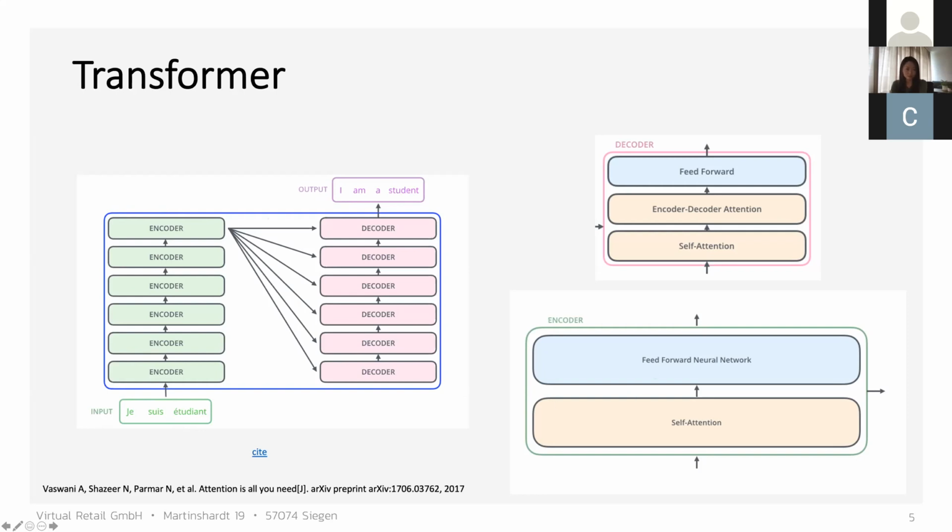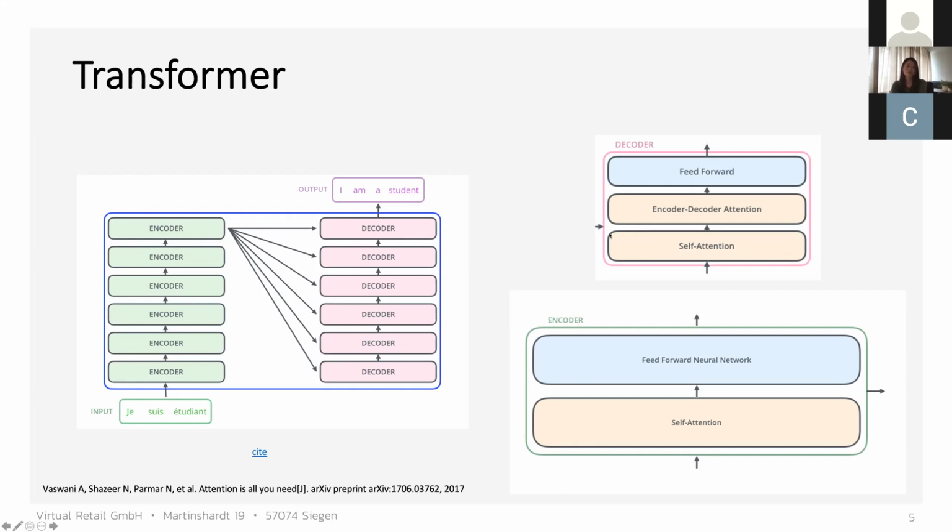Inside the encoder and decoder, there is a self-attention block and a feed-forward network, basically an MLP. The decoder still has the same structure, but there is a new encoder-decoder attention. This part is combining the encoder with the decoder information altogether.